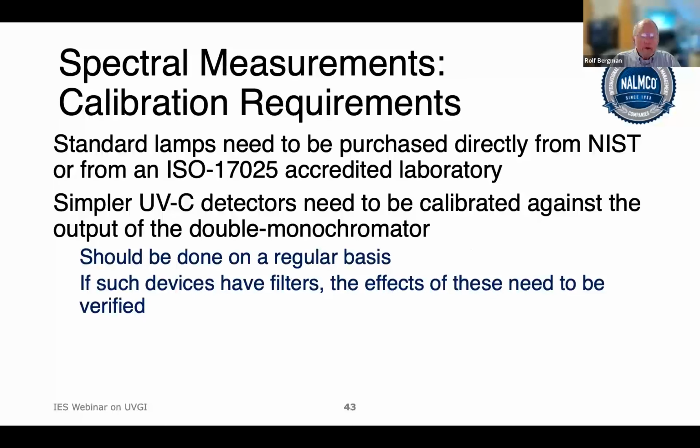Standard lamps need to be purchased from NIST or another accredited laboratory that sells these things. There are not many in the United States. And if you use simpler detectors, you have to somehow get them calibrated against a standard. And that calibration should be done regularly, and filters to block out UVB and visible need to be verified as to what effect they have in the UVC.